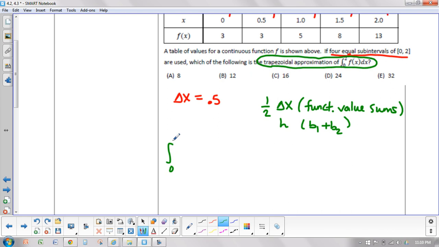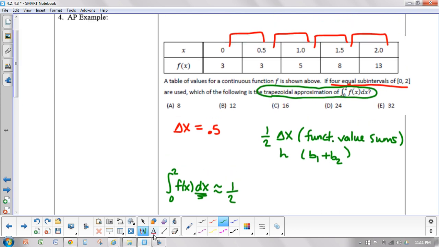So the integral from 0 to 2, and again it's like a stretched out s, of f of x dx, that just tells us that we're integrating with respect to x, is approximately equal to a half, because it's a trapezoidal rule, then times our delta x, which is always 0.5. Then times our base 1 and base 2. In our first example, here's base 1, here's base 2. So you would add up 3 plus 3.